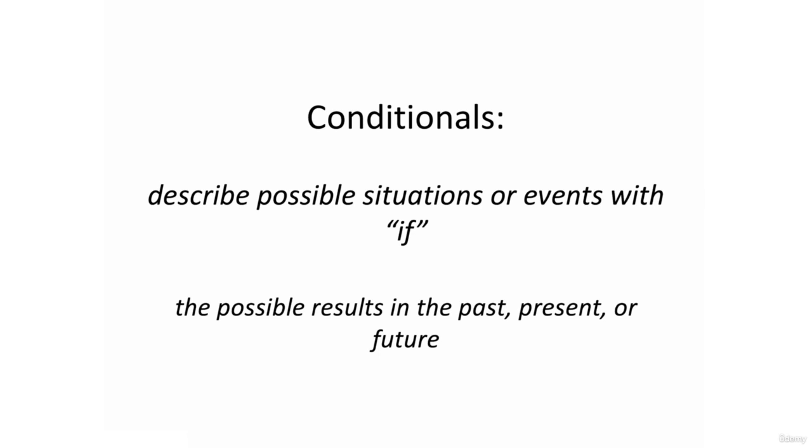A quick introduction on conditionals in general. We use conditional sentences to describe possible situations or events and use the conjunction if. We indicate the possible result or consequences of a particular action, either in the past, present, or future. Clauses with if indicate something that may or may not happen.